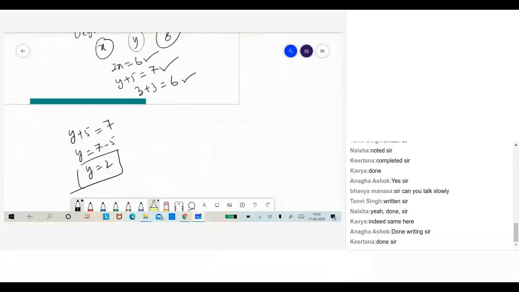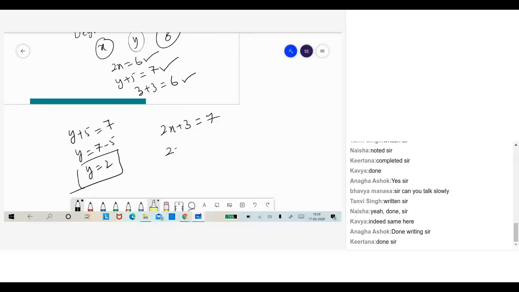Something like the above example: 2x plus 3 is equal to, let's take 7. Here, this is also a linear equation, a linear equation in one variable x. Now, if you want to find the solution or the root, you need to find the value of x. So how will you find the value of x?